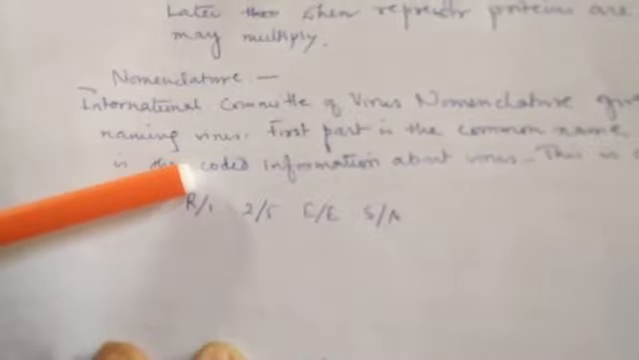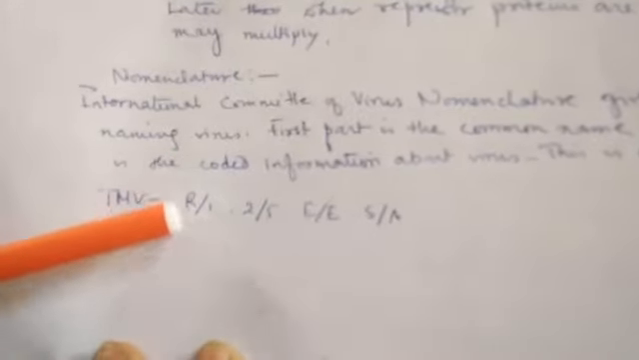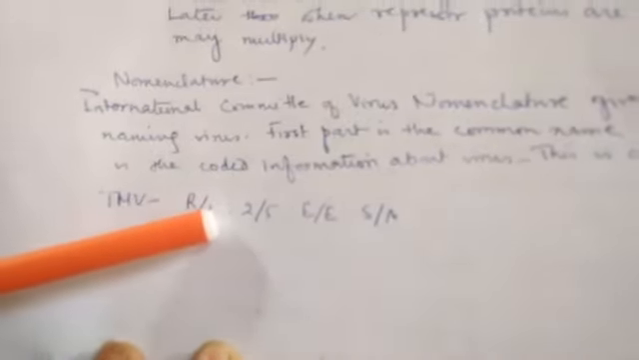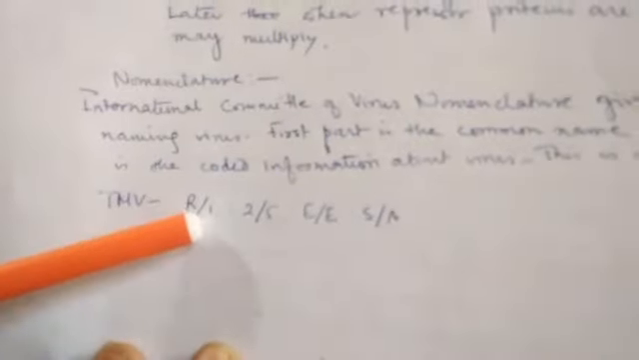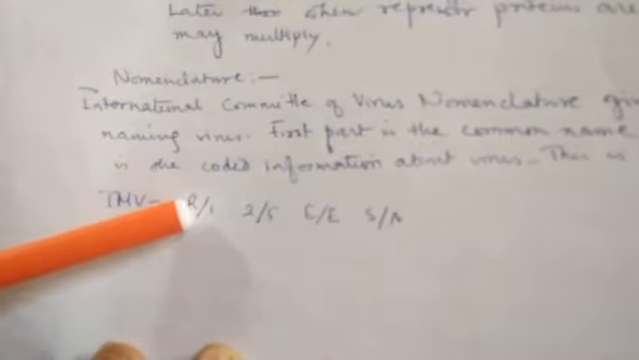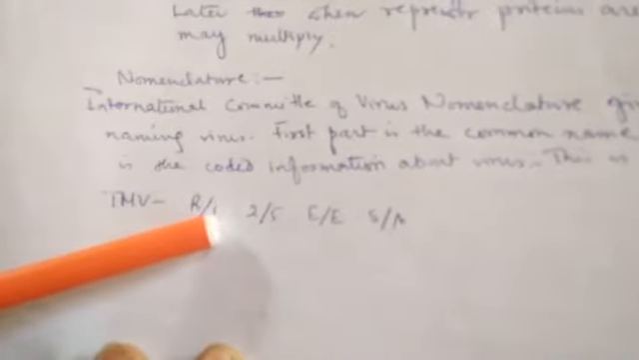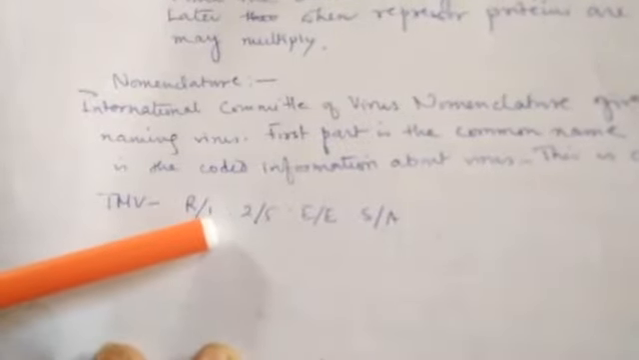So what is represented by R? The first pair represents the nucleic acid and the number of strands. So the first pair, you can see the whole naming. In the name there are 4 pairs. The first pair represents the nature of the nucleic acid and the strands that are present. So here R means RNA and 1 is single stranded.